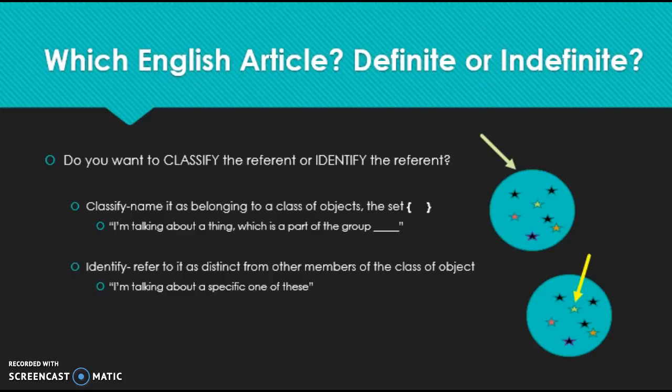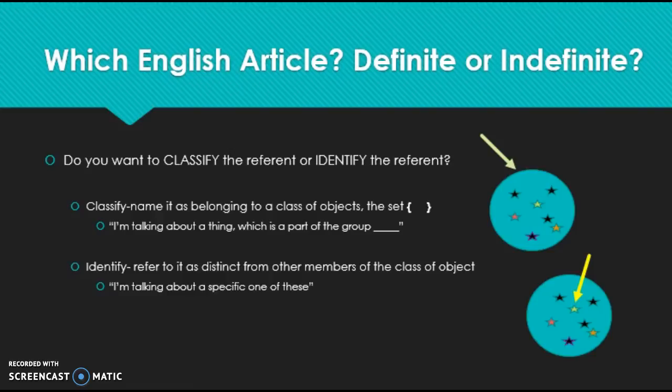Now, the identifying work of determiners is when we want to point out that we're talking about a single member, distinct from all the other members in that set. I'm talking about a specific one of these. So if I tell you, I bought the book, I'm saying that I bought a specific book, pointing at a specific member of the class or the set of books.